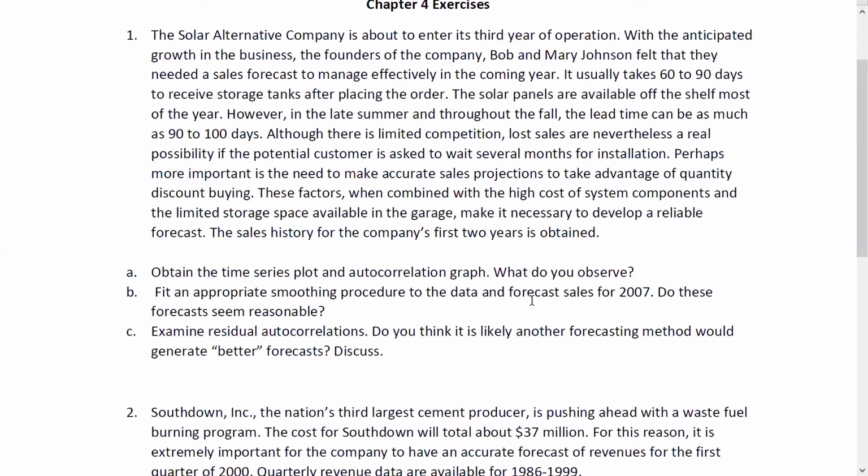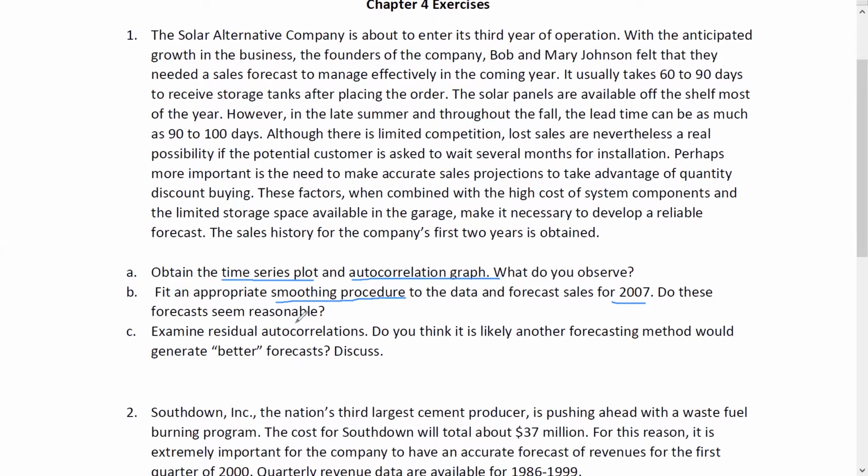All right, so basically we are given 2 years of data. We want to start with the time series plot and the autocorrelation graph. So we will do that in Minitab in a minute and discuss what we observe in the graph, and based on what we observe, we're gonna select the smoothing procedure. Basically, we're gonna choose between simple exponential, double exponential, and the Winters method. Depends on whether we see trend and seasonality. Then we will do the forecast for the 3rd year, which is 2007. And we will try to see if the forecast makes sense or not.